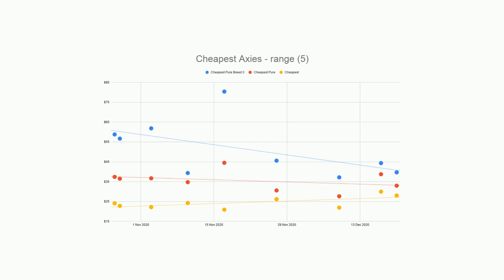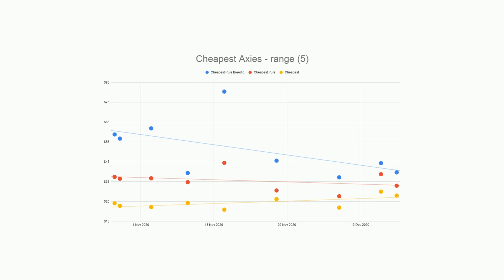This, in red, is the cheapest pure Axie. Pure Axie means all 6 body parts are the same element as the body. Say it's all fire or all water or all earth, something like that. We can see here the price of that started off at, they're obviously rarer because they're harder to get, about $36, $37 and then it's now down to under 35. So interesting here that the price of the cheapest one has gone up slightly.